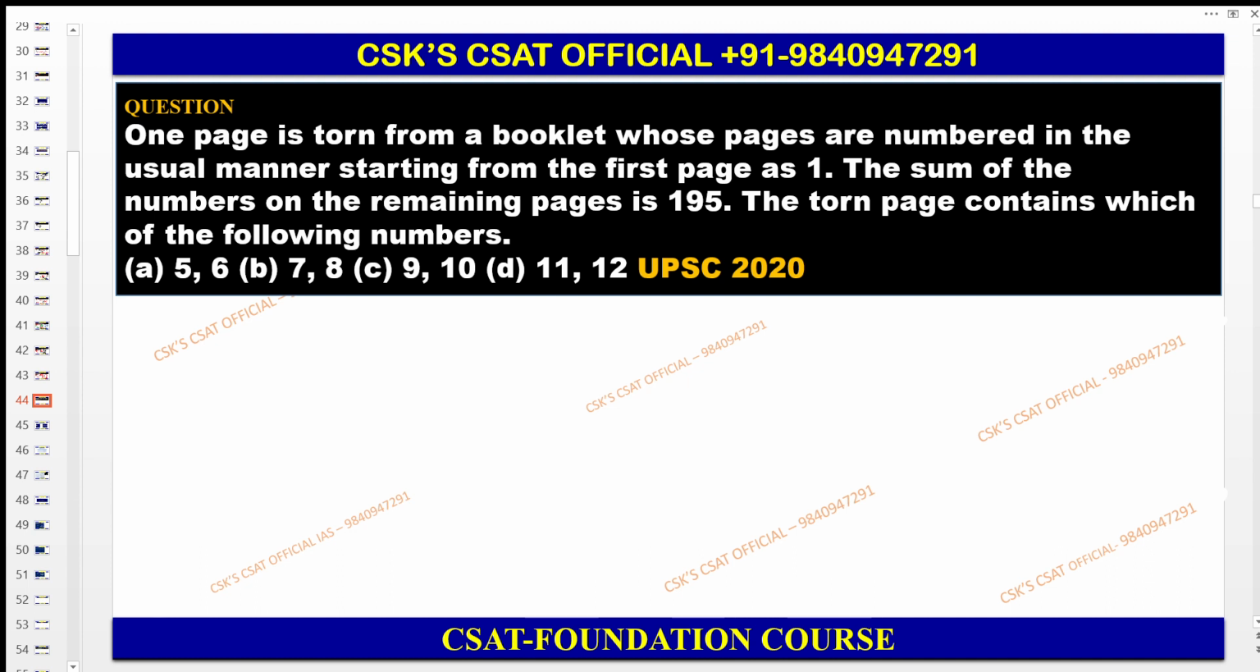One page is torn from your booklet whose pages are numbered in the usual manner starting from the page number 1. The sum of the numbers on the remaining pages is 195. The torn page contains which of the following numbers?